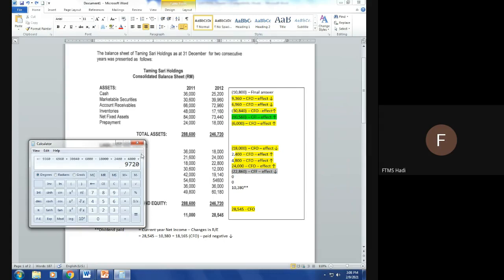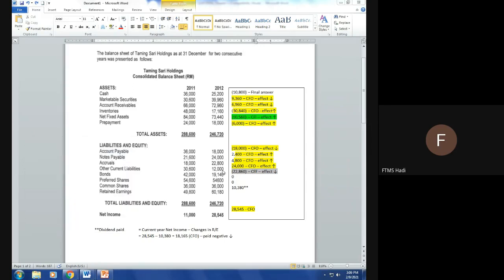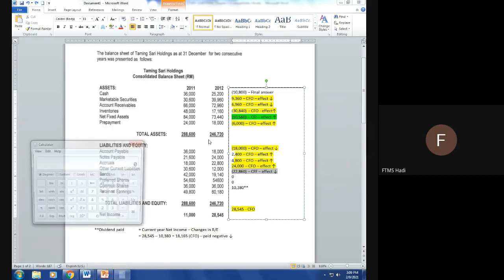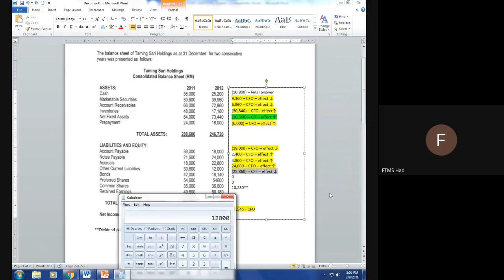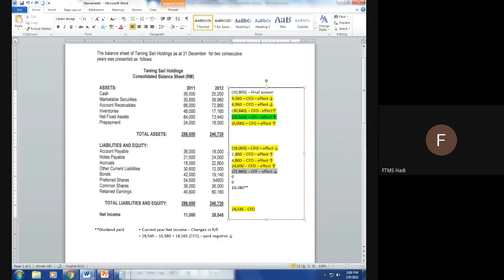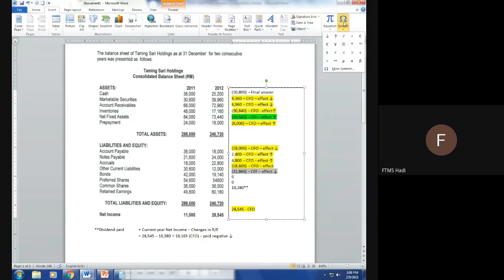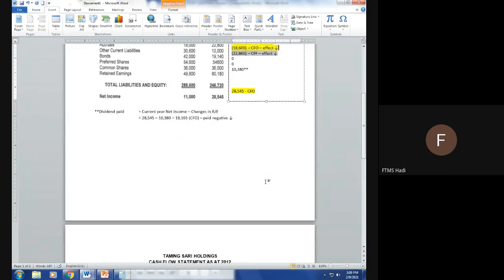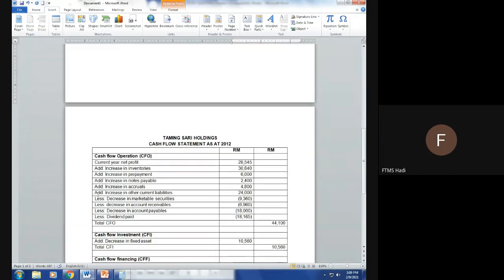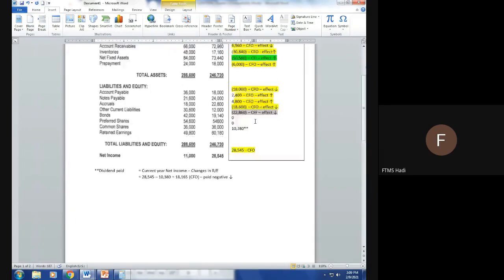Oh, okay. I made a mistake somewhere here. This one. 12,000 minus 36,000. I made a mistake. Sorry about that calculation. This part: 12,000 minus 3,600 is 18,600. So 18,600. The effect should be decrease. My bad. So insert symbol. So 18,600 in current liabilities. Okay, let's check the answer.